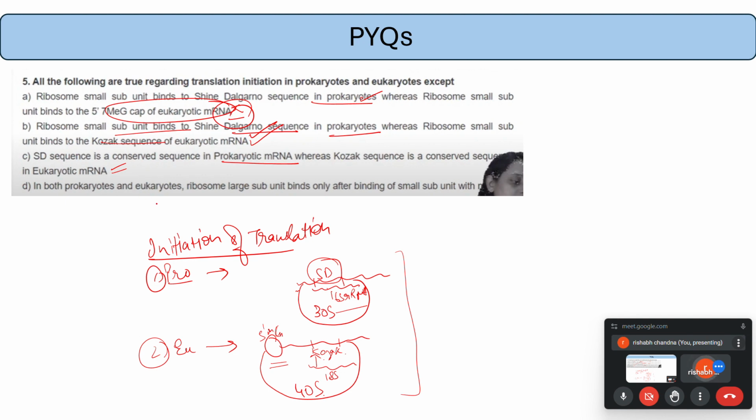Then in both prokaryotes and eukaryotes, ribosome large subunit binds only after binding of the small subunit with the mRNA. So this is also correct. Okay, so option C is also correct and option D is also correct. Now we have to identify the wrong statement. So option A is the wrong statement among the following statements. So the correct answer is option 1 or option B. Now moving on to the next question.